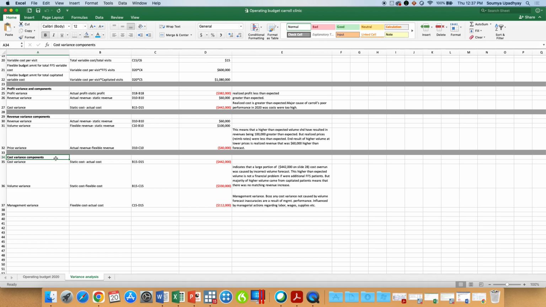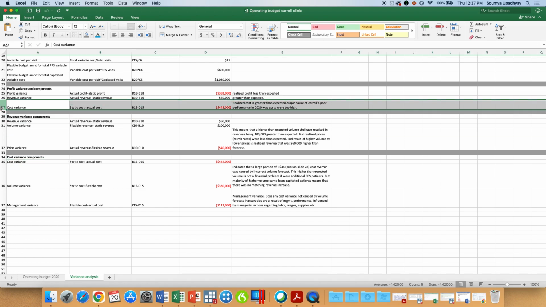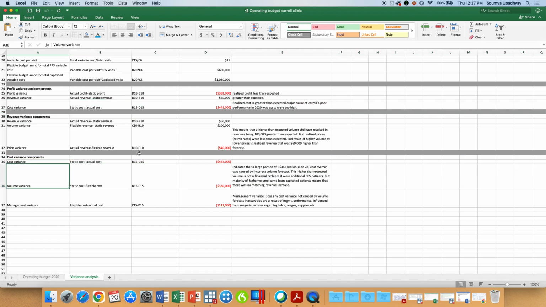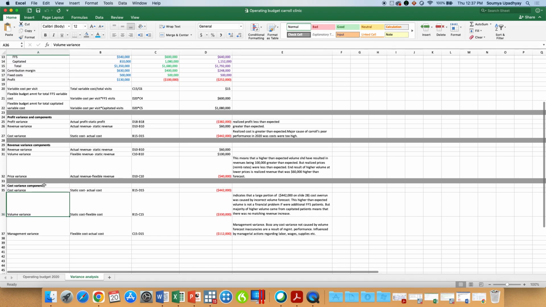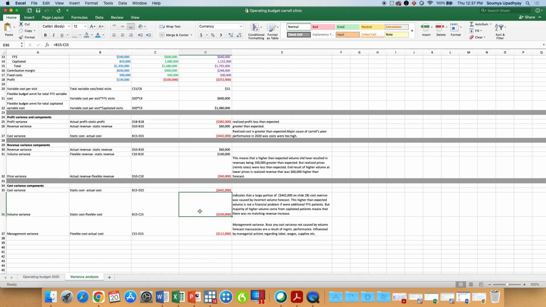And finally, cost variance and components. Cost variance is again the same thing as line 27 here. We get the same thing, negative $442,000. Then the volume variance is static cost minus flexible cost, which we get by subtracting B15 and C15. And so we get negative $330,000 here. So that means that a large portion of the 442,000 cost overrun was because the volume was not forecasted correctly.